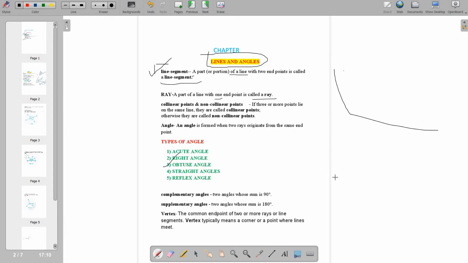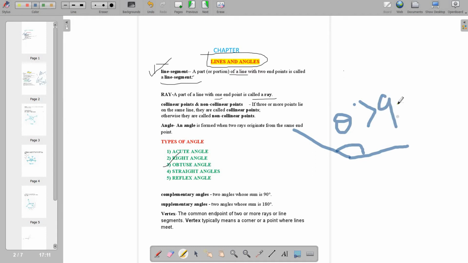Sorry, my diagram is not good. Let us draw a diagram. This is theta. When theta is greater than 90 degrees and theta is less than 180 degrees, it is called an obtuse angle.